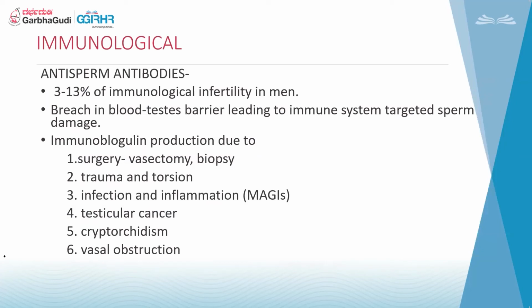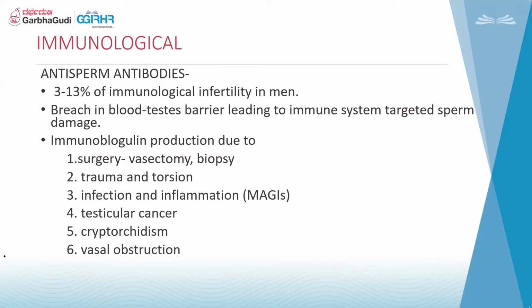Immunological, that is the anti-sperm antibodies. It constitutes 3 to 13% of the immunological factor infertility in men. The reason is a breach in the blood testicular barrier, leading to the immune system targeting the sperm, and it produces antibodies which harm the sperm.